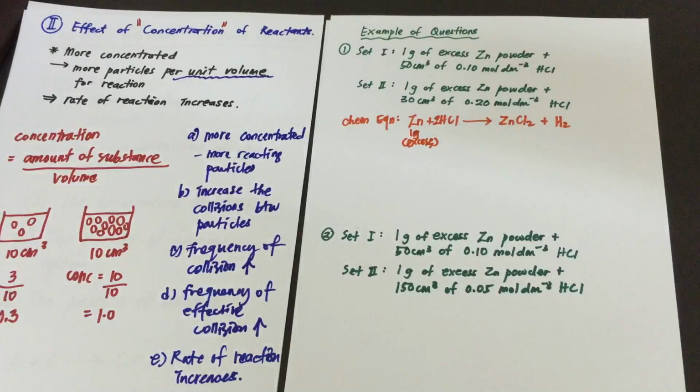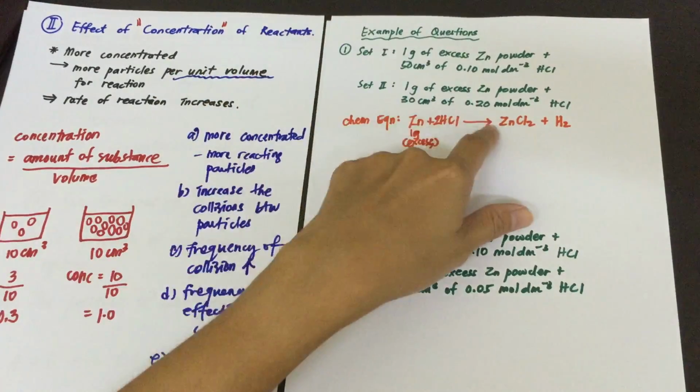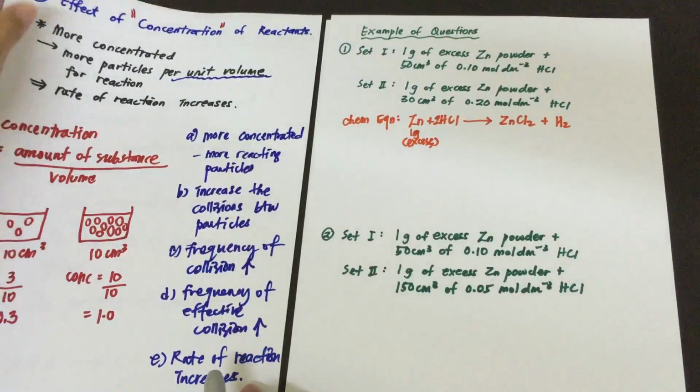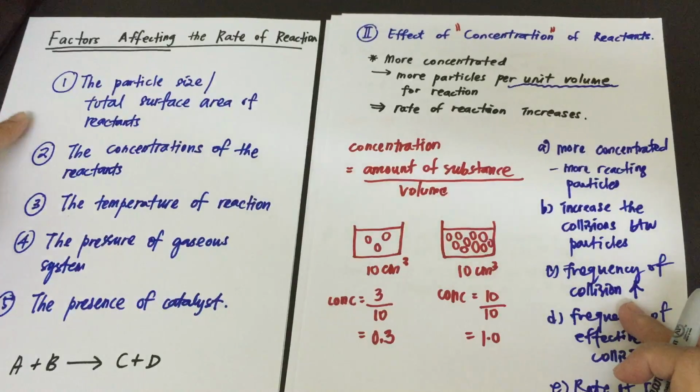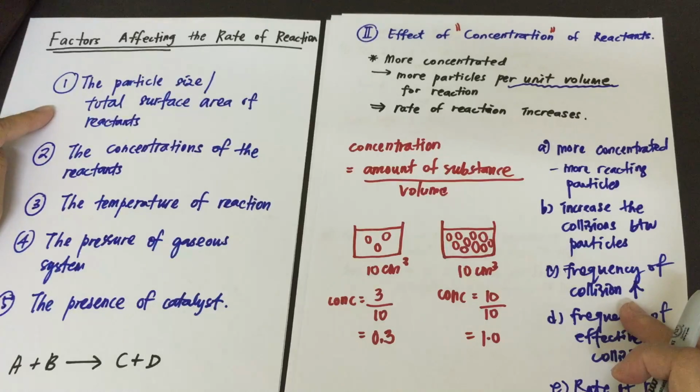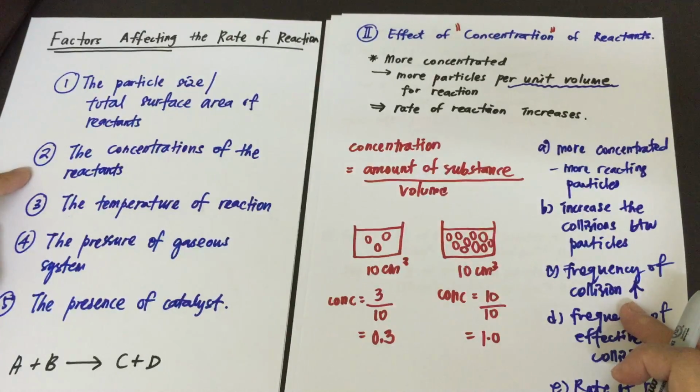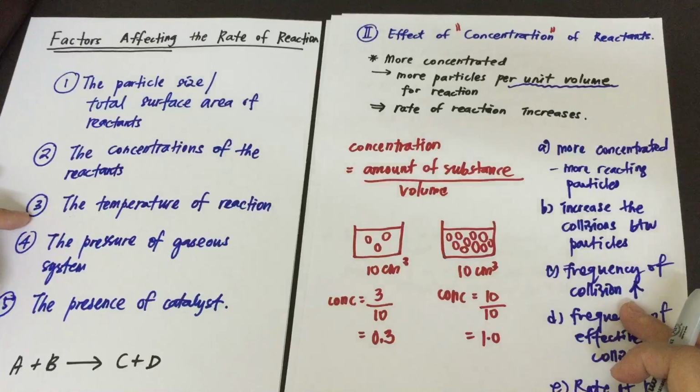So you can see that the volume used of the hydrochloric acid solution is different, as well as the concentration used is different. So because of that, you have to figure out what are the factors affecting the rate of reaction. Is it the volume or the concentration? If you forgot the different factors affecting the rate of reaction, we have a total of 5 factors: particle size or the total surface area of solid reactants, the concentration of reactants, the temperature of reaction, the pressure of gaseous system, and the presence of catalyst.